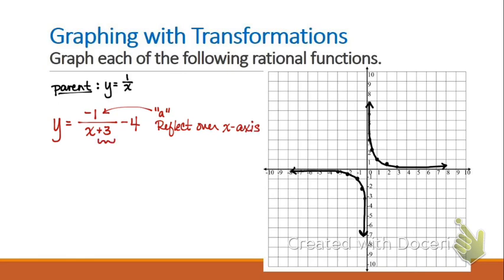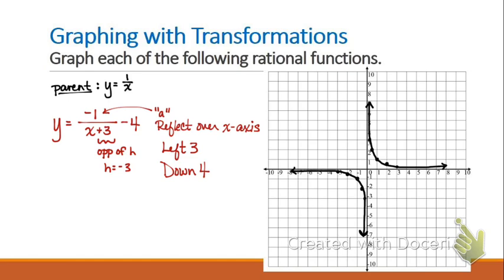Down here with x, this is the opposite of h. So my h is actually a negative 3 here, so I'm going to go to the left 3. And then our k value is negative 4, so we're going to go down 4. So the first thing I want to do is shift those asymptotes left 3 and down 4.